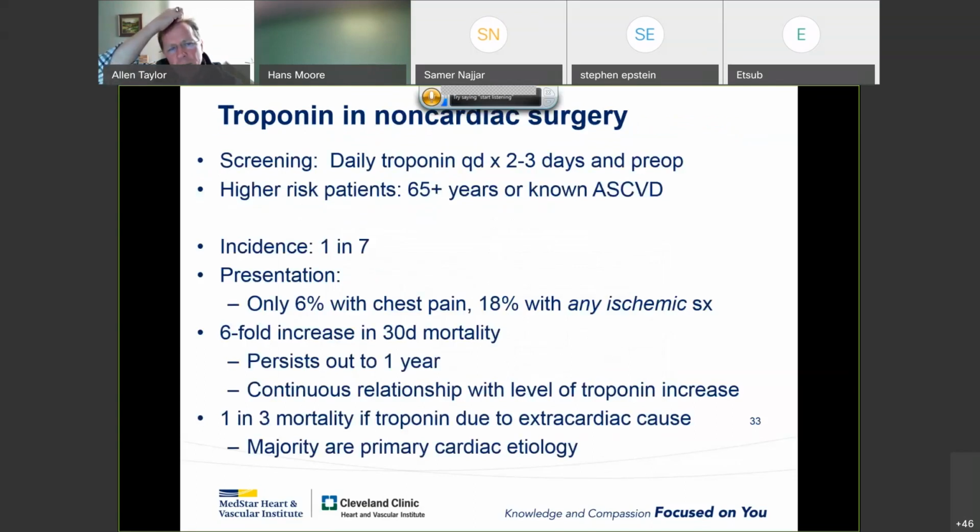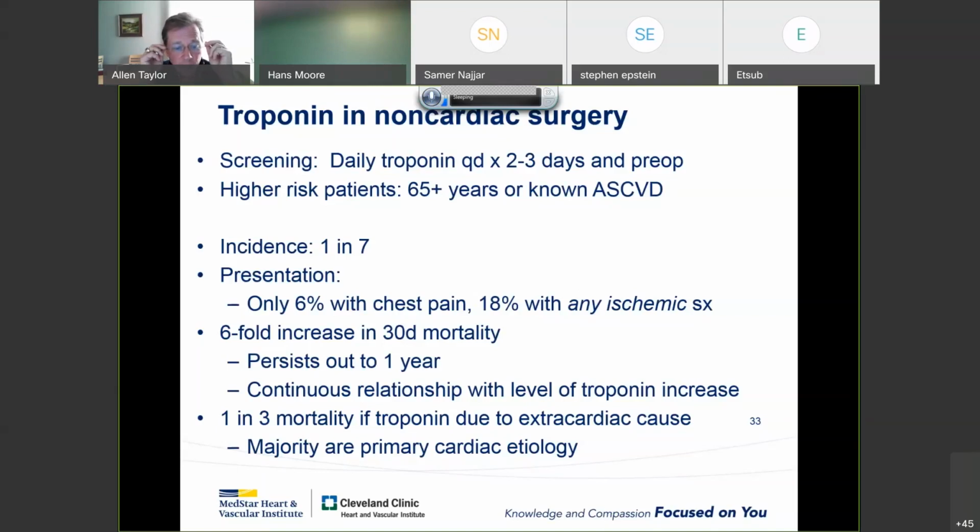So in terms of troponin and non-cardiac surgery, screening is done as a daily troponin, both preoperatively and for the 2 to 3 days post-op. Higher risk patients are the target patients, those over the age of 65 or younger with known ASCVD, and the incidence is about 1 in 6 to 1 in 9. Interestingly, the presentation of these patients is not helpful. Few have chest pain. Few have any potential ischemic symptoms.